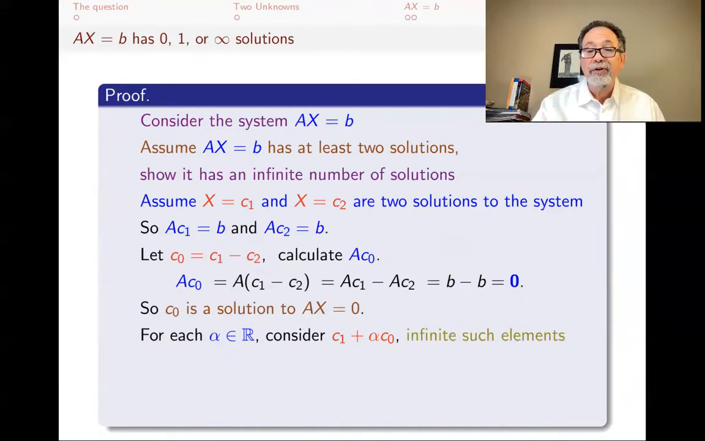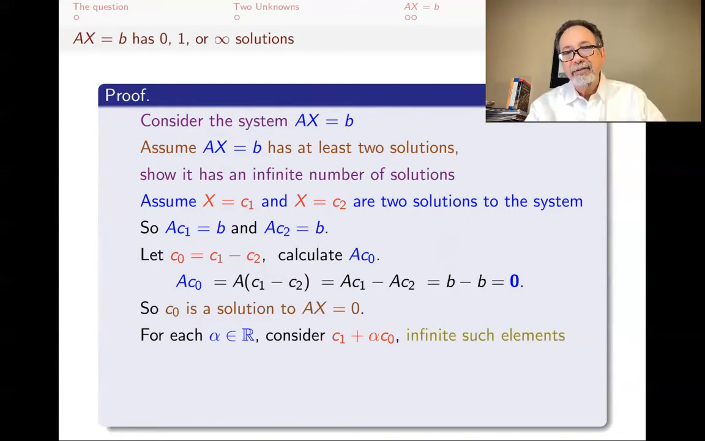There's two things needed for that. First of all, C0 is not 0. If C0 was 0, we would always get C1. But because C0 is not 0, whenever we change alpha, we're changing this. And so we're getting infinite number of these because there's infinite number of real numbers. This is the place where it's not good enough to have just any field. For example, finite fields would not work for this proposition.